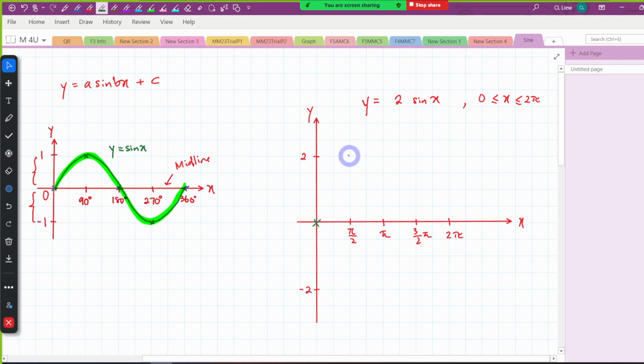Then go back to the midline, and then go down to the minimum point over here, and then go back to the midline. What we need to do next is just connect all the points together. Okay, so this is the graph y equal to 2 sine x. Same thing, if you are not sure, you can always use your calculator to help you check your answer.